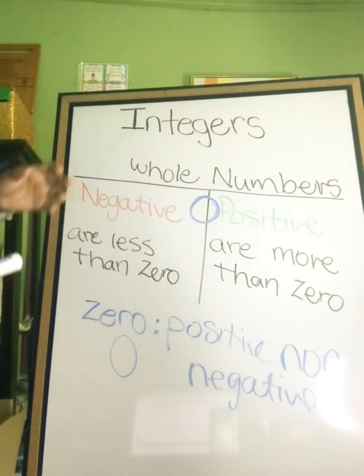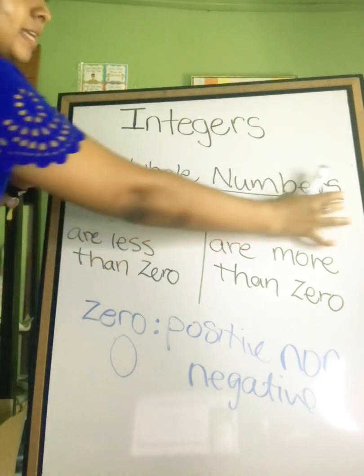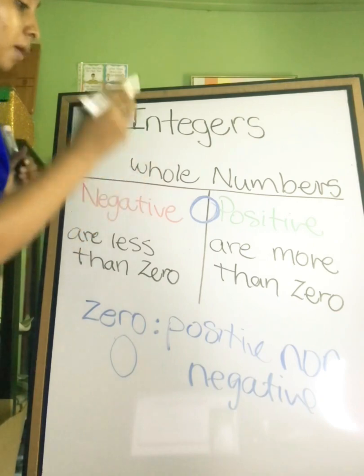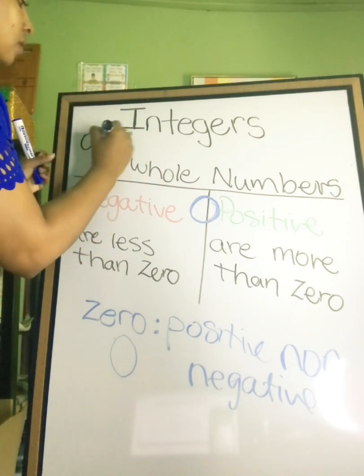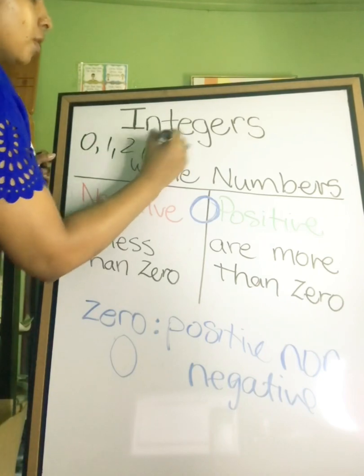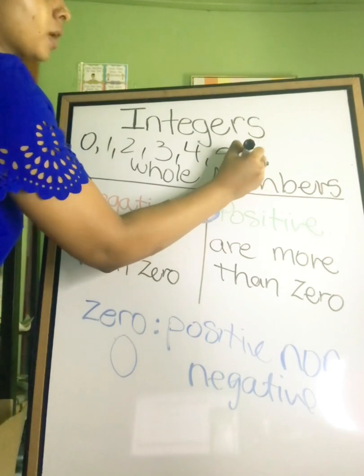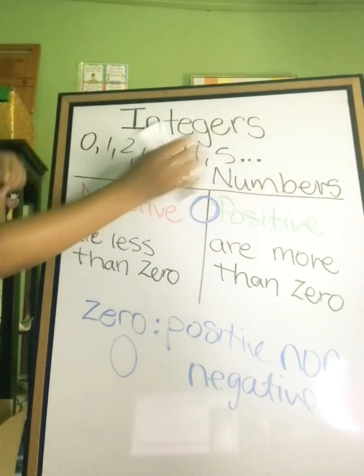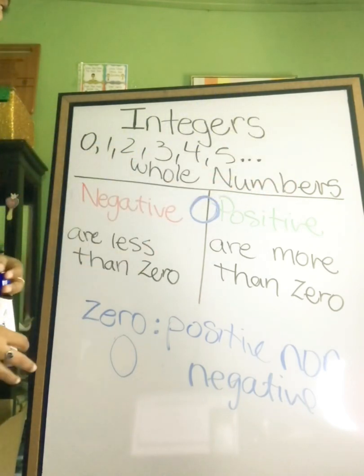So if we recap integers, we know integers are a set of whole numbers. And when we're talking about whole numbers, we're talking of numbers 0, 1, 2, 3, 4, 5, and so on. Those are what are considered whole numbers.